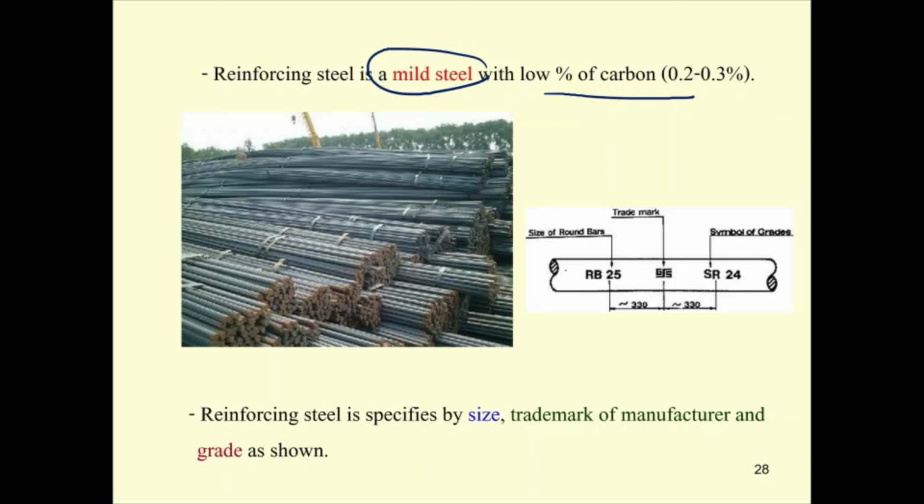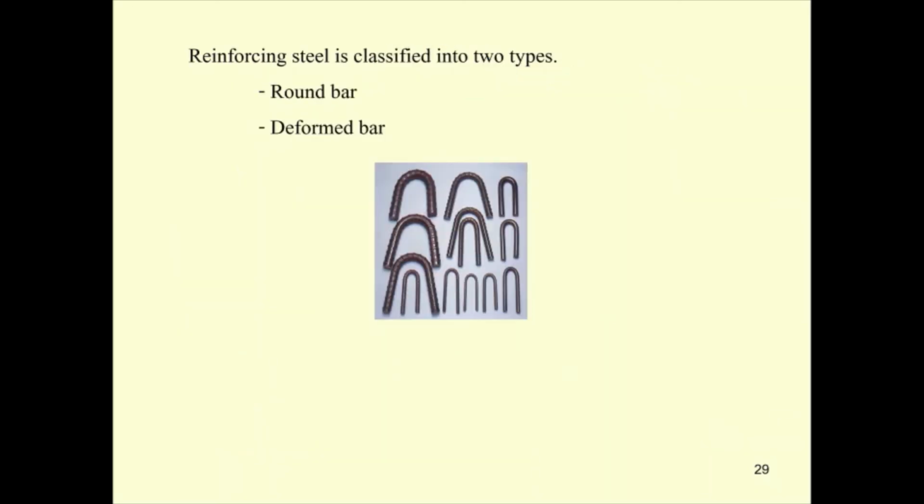When you check the steel, you may see a symbol like this. This RB stands for round bar. This 25 tells you about the diameter. This is going to be the trademark of the steel, which is some kind of company. And then the grade of this is SR, S is steel, R is round. It only has one grade, 24, for this round bar, and you have to check it.